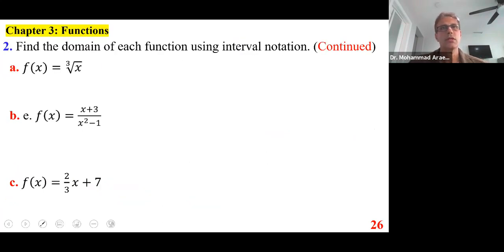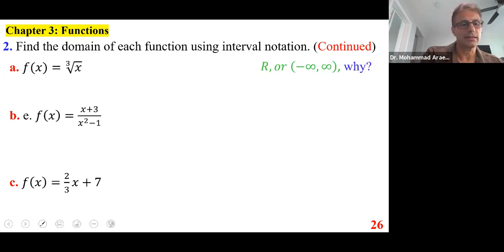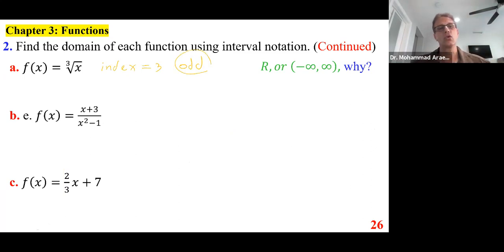Second question is similar to that. Cube root of x. Domain is all real numbers. Why is that? Index is an odd number. Anytime the index is odd, the domain is all real numbers.